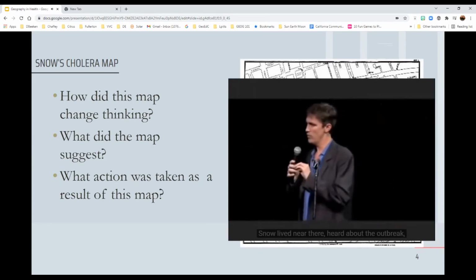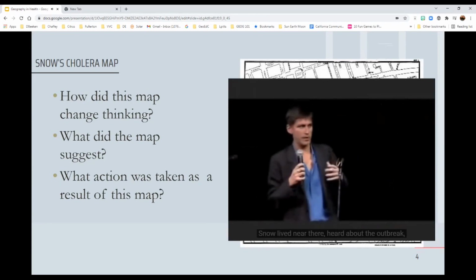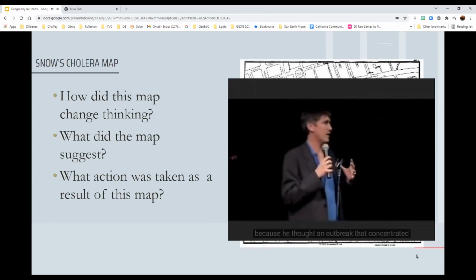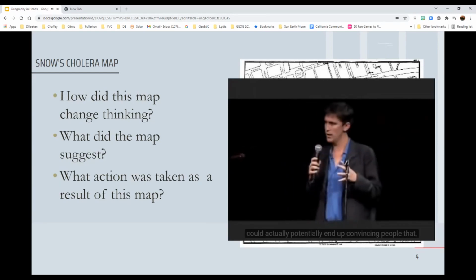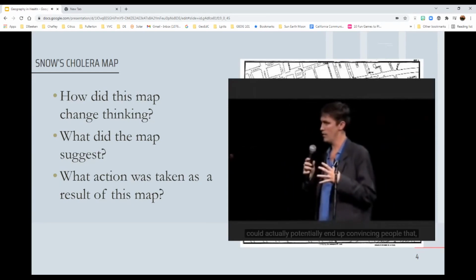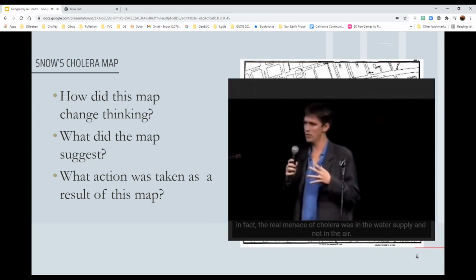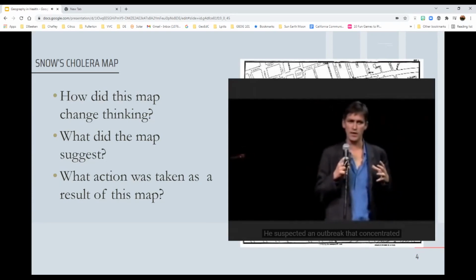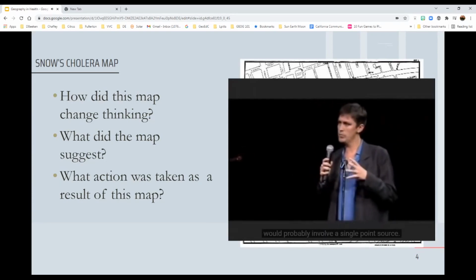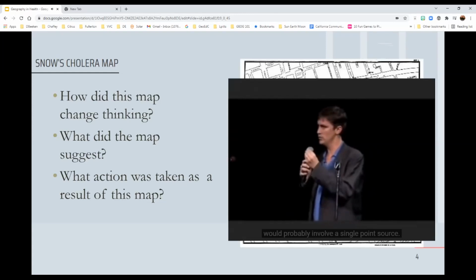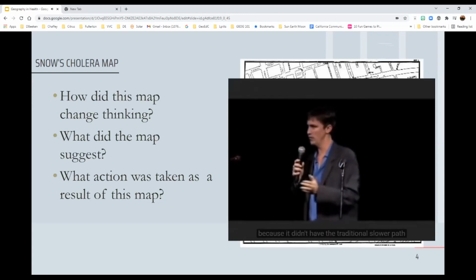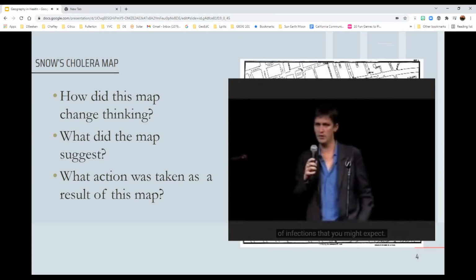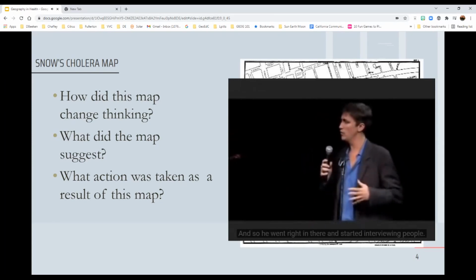Snow lived near there, heard about the outbreak, and in this amazing act of courage went directly into the belly of the beast because he thought an outbreak that concentrated could actually end up convincing people that, in fact, the real menace of cholera was in the water supply and not in the air. He suspected an outbreak that concentrated would probably involve a single point source, one single thing that everybody was going to, because it didn't have the traditional slower path of infections that you might expect. And so he went right in there and started interviewing people.